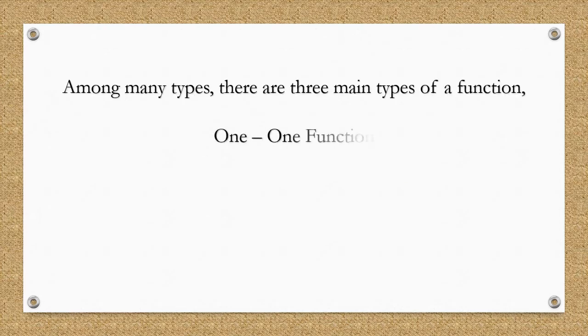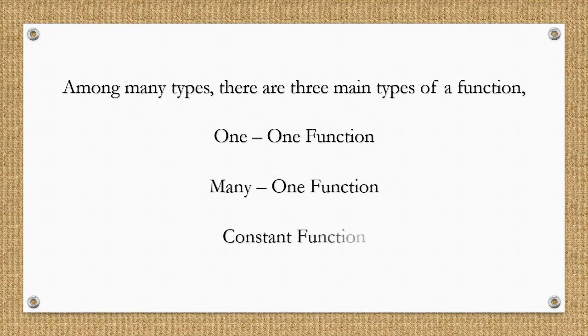Let's start with the next topic, that is types of a function. Functions are basically not always similar. There are many types. Among many types, there are three main types of a function. The first one is one-one function, many-one function, and constant function. I am going to explain all these three types one by one to you.